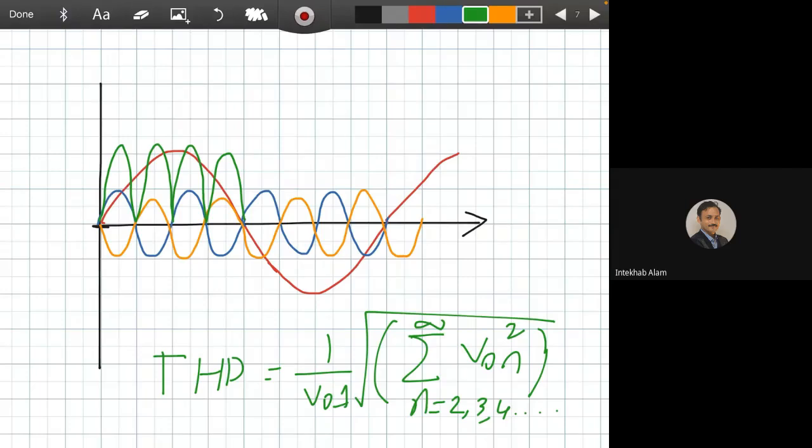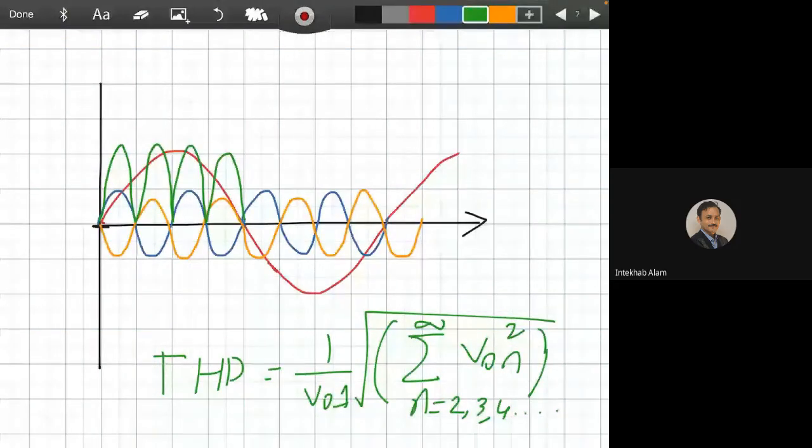Mohammed Shahid Amin. Yes, sir. So what will happen if we insert n equals to 3? What is the significance of total harmonic distortion?